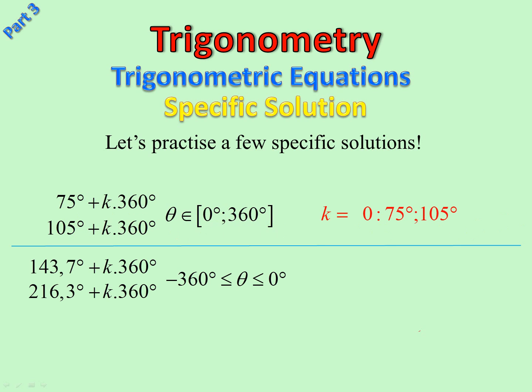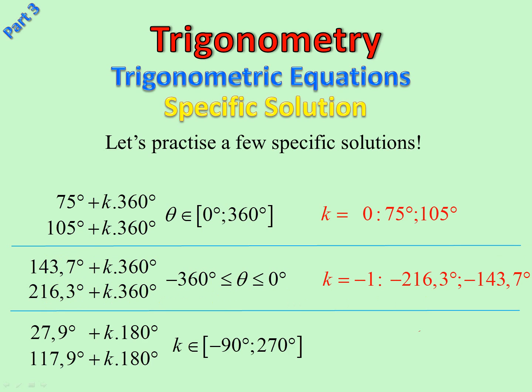143 plus k360, and 216 plus k360. Well, negative 360 to 0, so neither of these is acceptable. If we subtract 360 off that, subtract 360 off that, in other words, k is minus 1. There we are. Here's our answer.